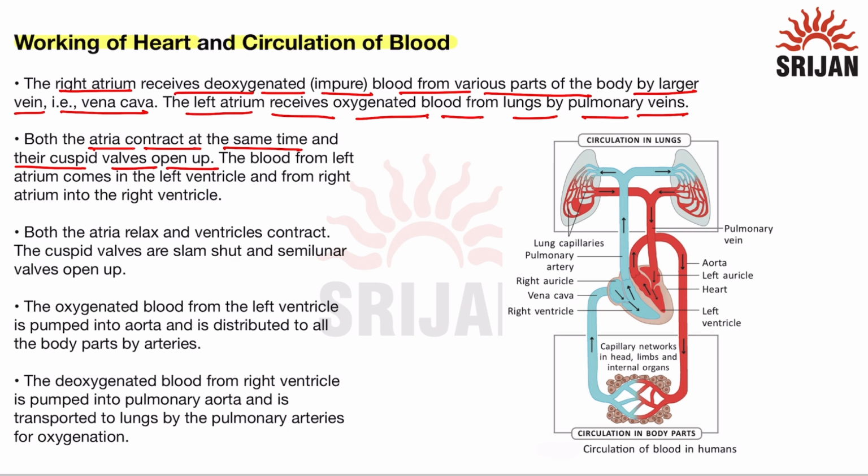So both the atria will contract at the same time, and blood from the left atrium comes into the left ventricle, and from the right atrium it will come into the right ventricle. So blood from the atrium will come into the ventricle.